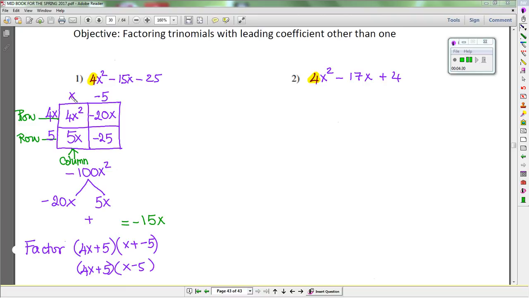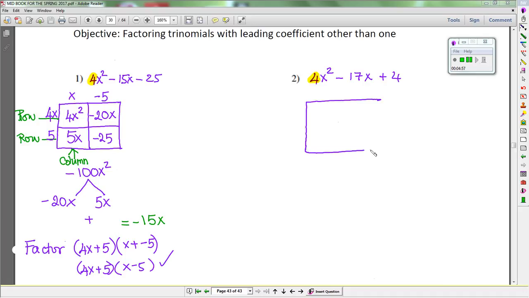Now you can check your answer very quickly. You can multiply and make sure that you see the answer inside the box. So 4x times x is 4x squared. 4x times negative 5 is negative 20x. 5 times x is 5x. 5 times negative 5 is negative 25. So therefore this is the correct factor. Let's move on to the next example.